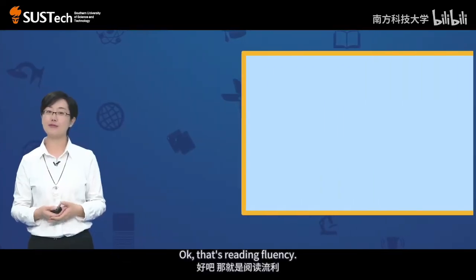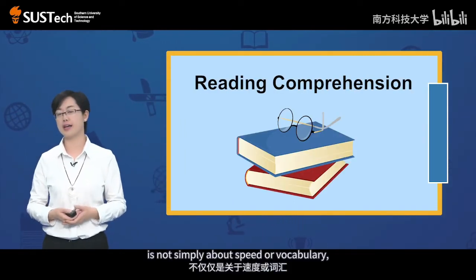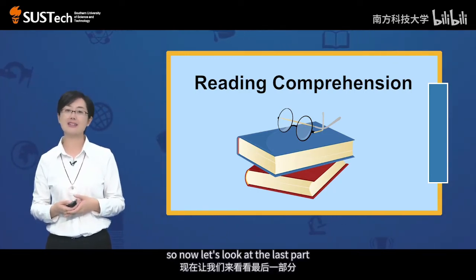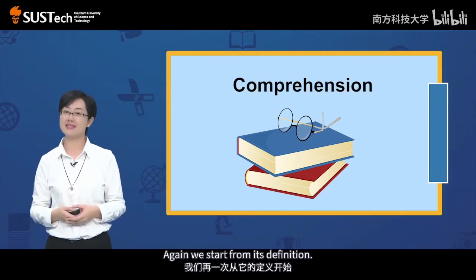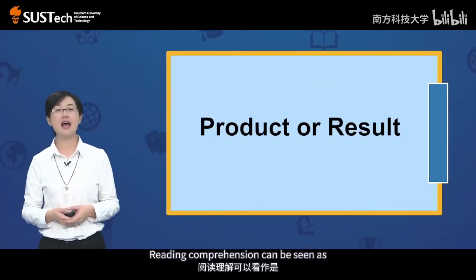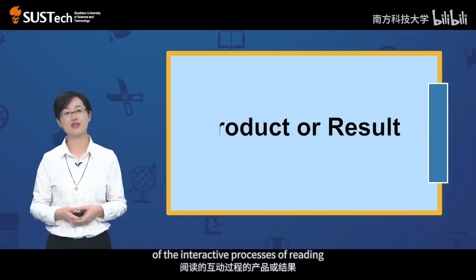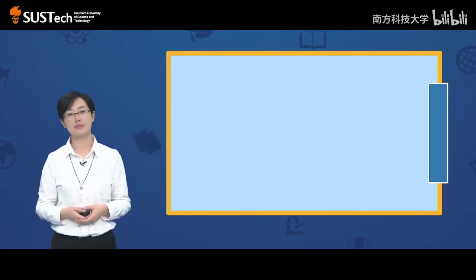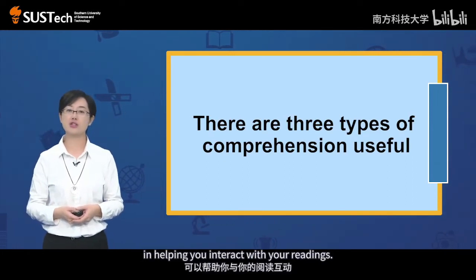Okay, so that's reading fluency. As we all know, reading is not simply about speed or vocabulary. It's also about comprehension. So now, let's look at the last part, reading comprehension. Again, we start from its definition. What's reading comprehension? Reading comprehension can be seen as the product or result of the interactive processes of reading, meaning or understanding, and accuracy. There are three types of comprehension useful in helping you interact with your reading.